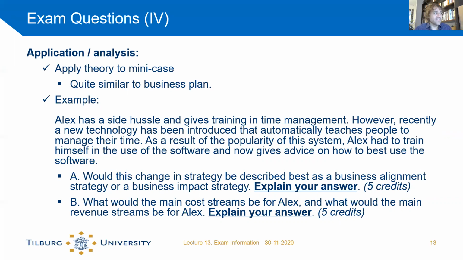So this is really an analysis and application question. You read a case, you have to analyze the case and answer which one is the correct or the most correct answer, alignment or impact, and then you have to think creatively about the main cost and main revenue stream. So what will be the costs? How will I make money? So this is really an example of an analysis and application question. You can expect these in the open questions.